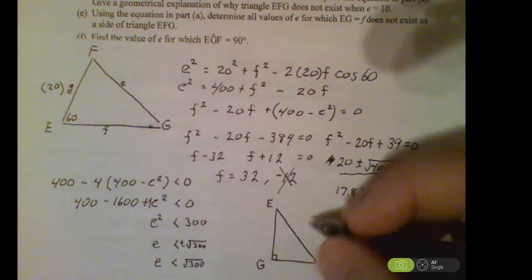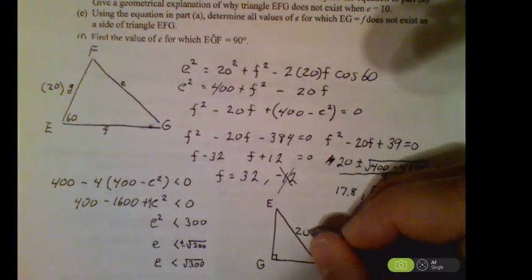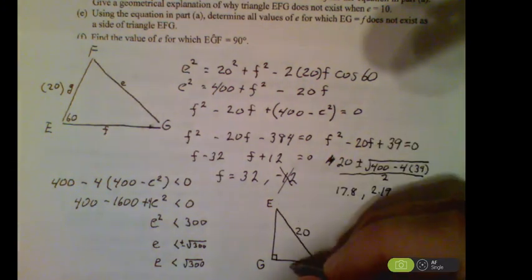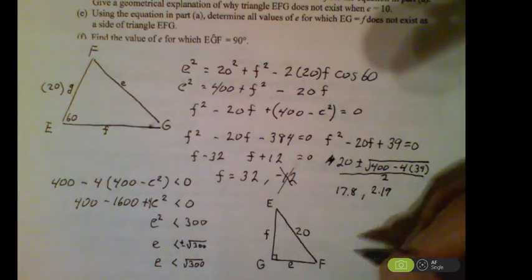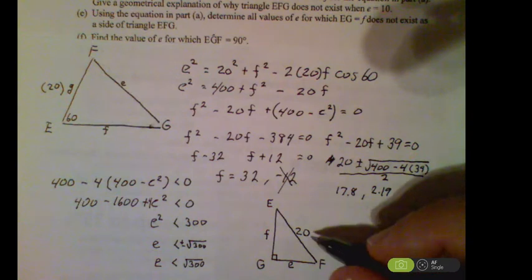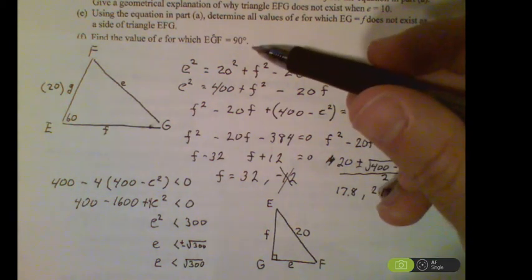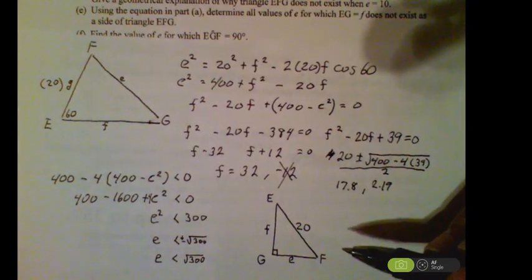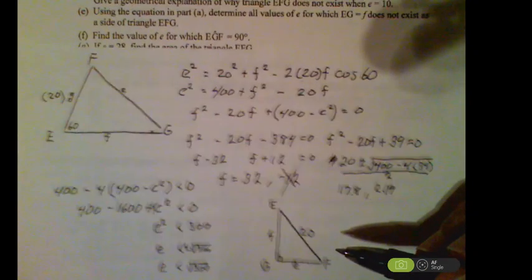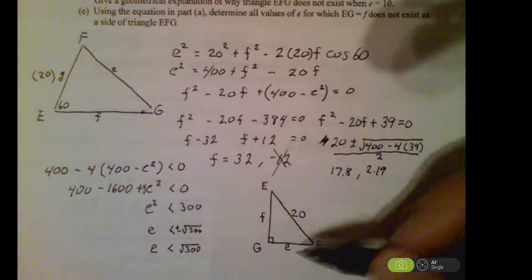We had side G was 20. We had little e here. Across from that guy, we had a little f right there. So that's what it would look like with the given information and with angle G being 90 degrees. So that would be our drawing. So it's saying what would E have to be in this case?